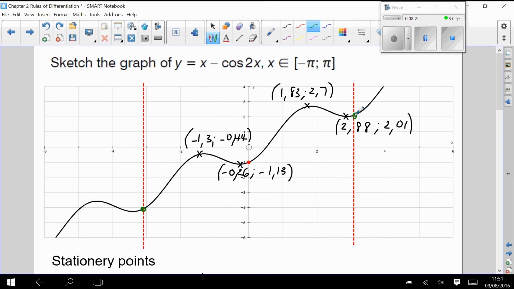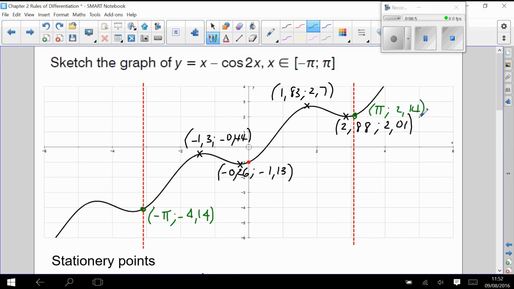Now lastly, if you just wanted to find out exactly what would these points be over here at the boundaries of the domain that you would want to use, you would put -π into your function of y, and you would find the corresponding y coordinate. And when x was -π, your y coordinate was -4.14. Likewise, doing it when x is π and substituting π back into your function of y, you found that your y coordinate was going to be 2.14.